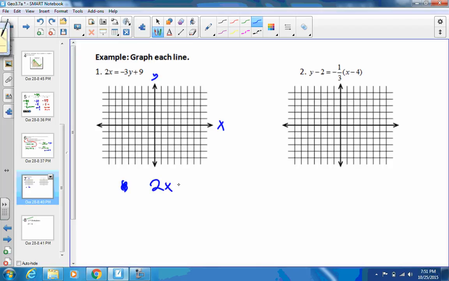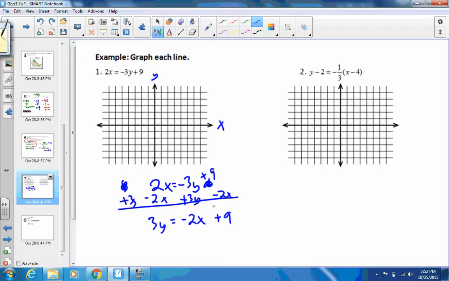So you have 2x minus 3y equals negative 3y plus 9. We have to solve for y, so let's try to get the y. We could add 3y to both sides, and then subtract 2x from both sides. So minus 2x over here, plus 3y over here. If you can follow me here, really I'm just getting the y, so we have positive 3y equals negative 2x plus 9. Now it's closer to slope-intercept form.